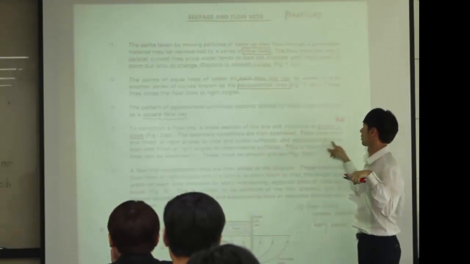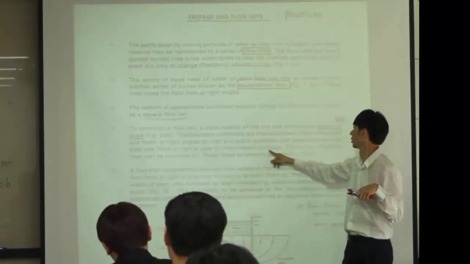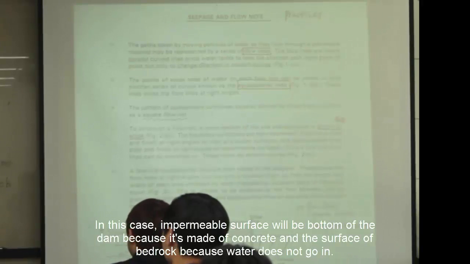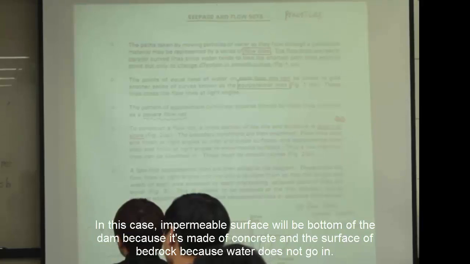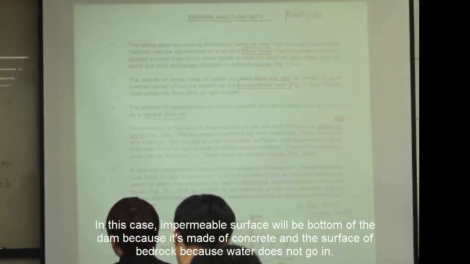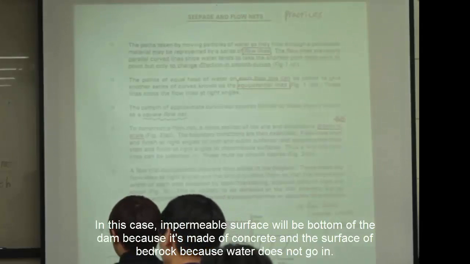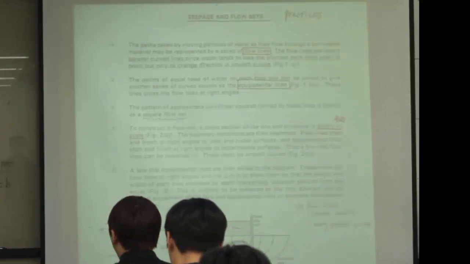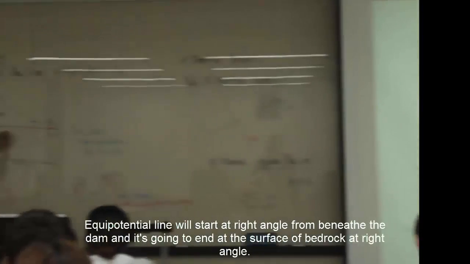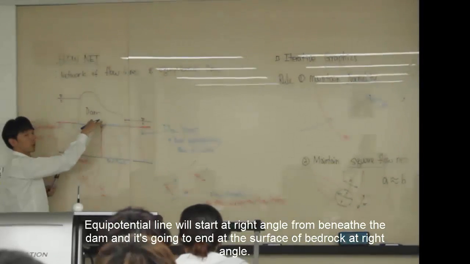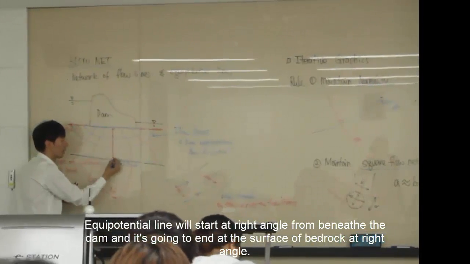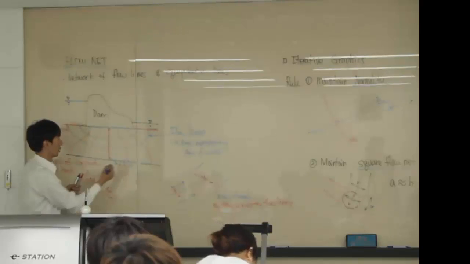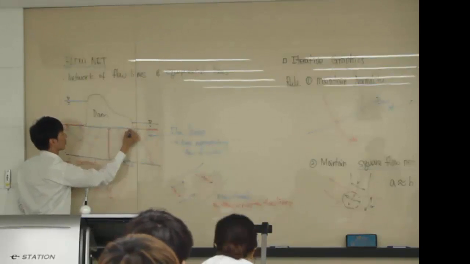And equipotential lines start and finish at a right angle to the impermeable surface. In this case, the impermeable surface will be the bottom of the dam, because it's made of concrete, and at the bottom layer, the surface of the bedrock, because water doesn't go in. So the equipotential line will start at a right angle from beneath the dam, and it's going to end at the point where it meets the bedrock at a right angle. So here, right angle, right angle, right angle, right angle.